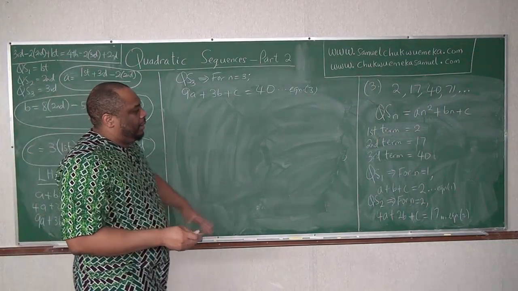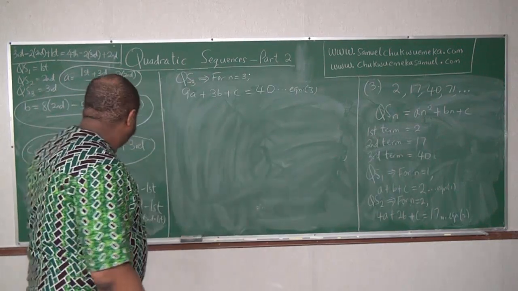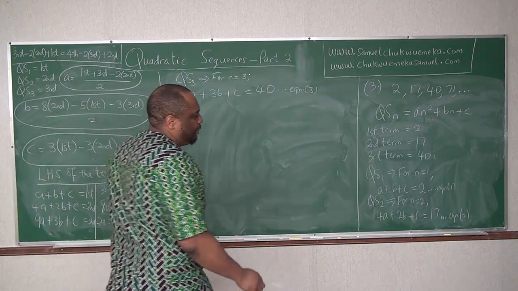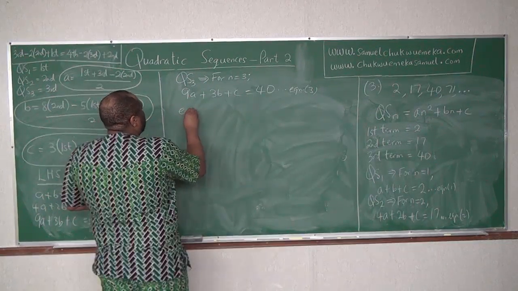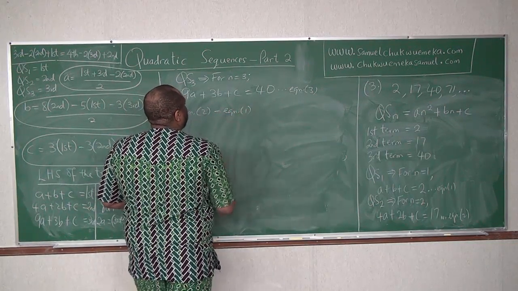Now, it is easier to do it by elimination. By elimination, it is much easier to do it by elimination. So let's do equation 2 minus equation 1. Equation 2 minus equation 1 gives us what?